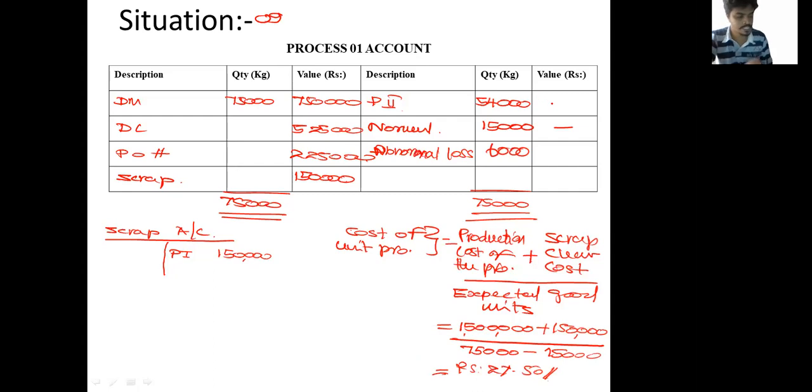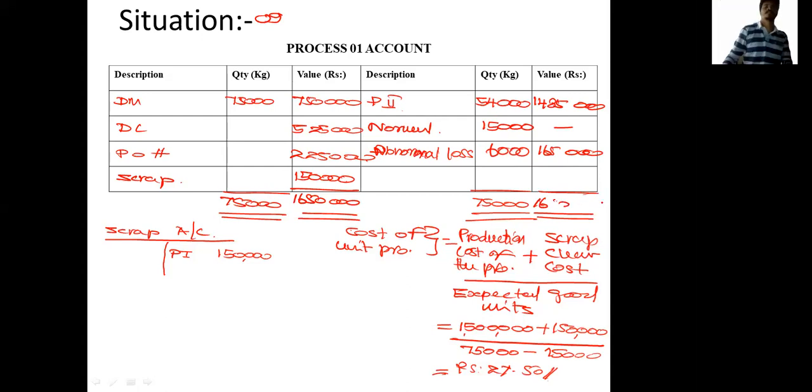Now we can take the value for P2 output. 54,000 into 27.5, 1,485,000. And we know that the abnormal loss unit cost is also equal to 27.5. 6,000 into 27.5, 165,000. Now let's see, is that equal, 1,650,000 here, 1,650,000. Now we can transfer the abnormal loss into the abnormal loss account.